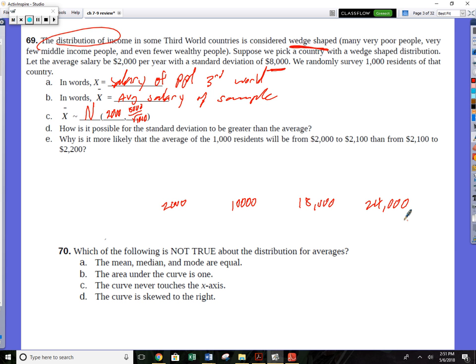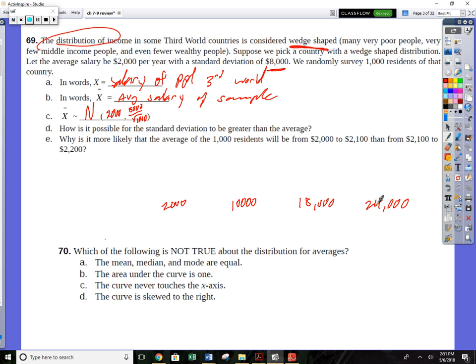No, not 24, 26. But then look, if you go a z-score to the left, it's like 2 grand minus 8 grand. So minus 6 grand. But it doesn't say the distribution is normal, but that's a good question. How come your standard deviation is so high?